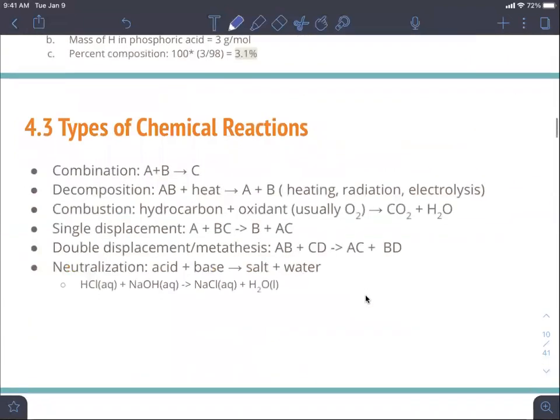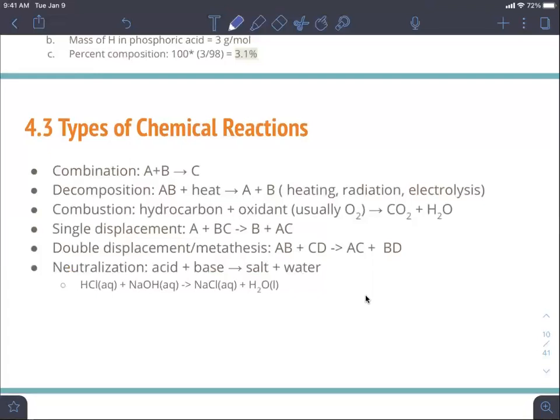Okay. So the next part is just types of chemical reactions. So this includes combination reactions, in which 2 reactants make 1 product, and decomposition reactions, in which 1 reactant basically decomposes into 2 products. And so decomposition reactions actually require some special contexts. So this might include the addition of heat, the addition of radiation, or electrolysis.